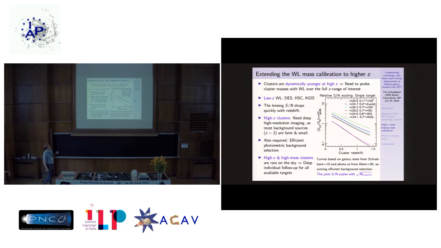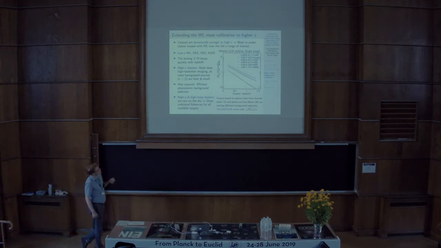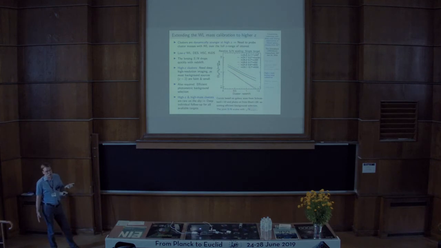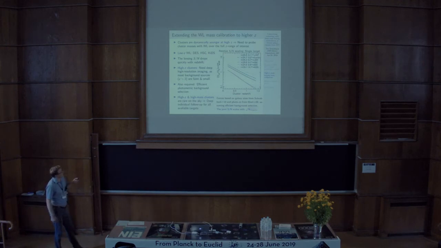But what you want to use are much deeper lensing data sets which have high resolution. And why is this important? Well, if you have a cluster at redshift 1, you essentially need sources at redshift 2 to constrain their weak lensing signal from galaxy lensing. And those tend to be small and faint, and you need deep and high resolution data to measure their shapes. One way, for example, is to use HST, but also deep data from Euclid and LSST will be powerful here. You also need an efficient selection of these background galaxies.